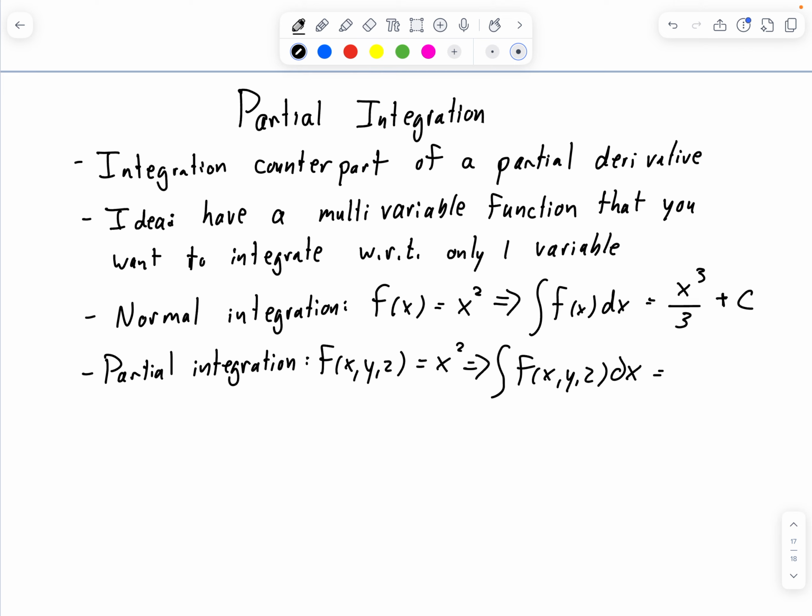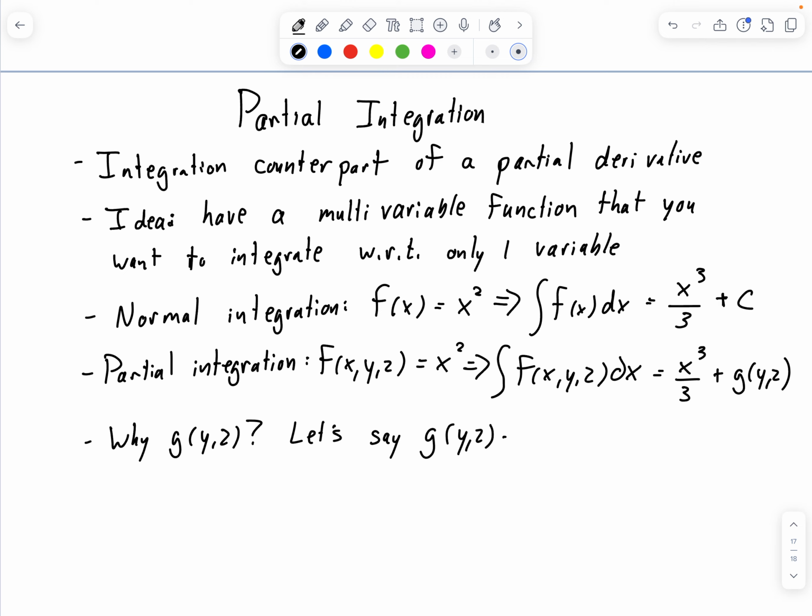In this case, we're going to have x cubed over 3 plus some unknown function, which we'll call g, which is a function of y and z. Now, why do we write this as g of y and z? What values could g of y and z take on? To illustrate that, let's pick some values for g. Let's say that g of y and z is equal to y squared plus z squared plus some constant c.